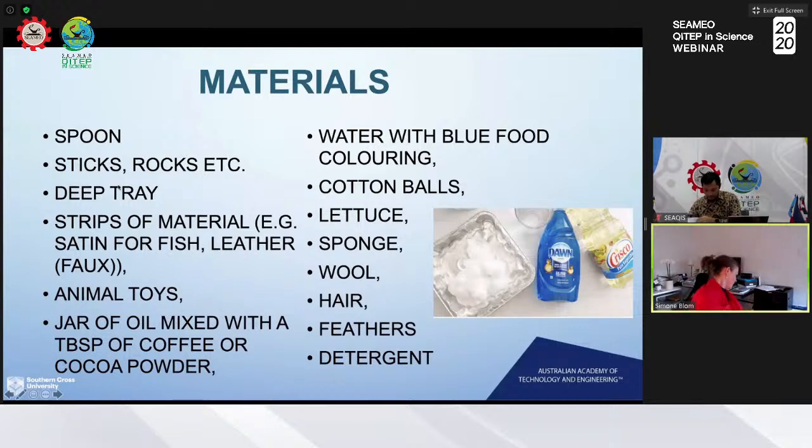Having a, I'll just grab it. Excuse me. So you might just get a tray like this.